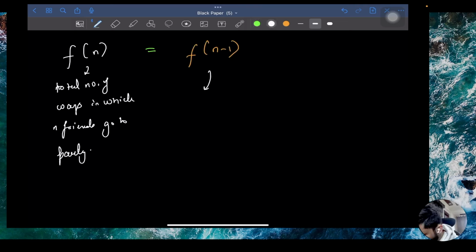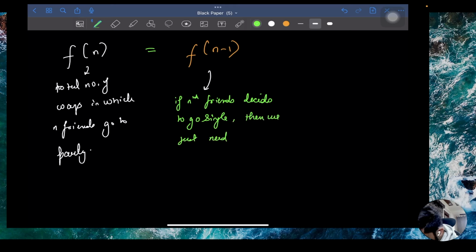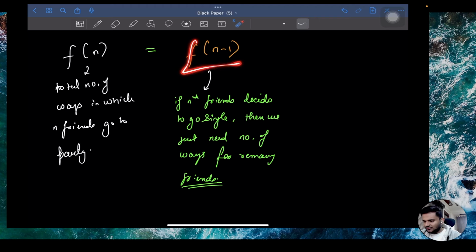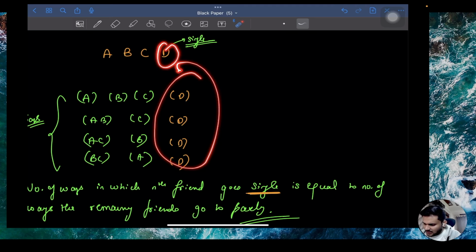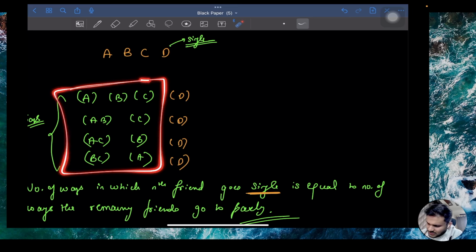What is this f of n minus 1? If the nth friend decides to go single, then we just need the number of ways for the remaining friends. This is going to be one component of your relation that you have to calculate the total number of ways. Now some set of ways are going to come when D goes single, right? When D goes single, these are the total combinations for f of n minus 1.